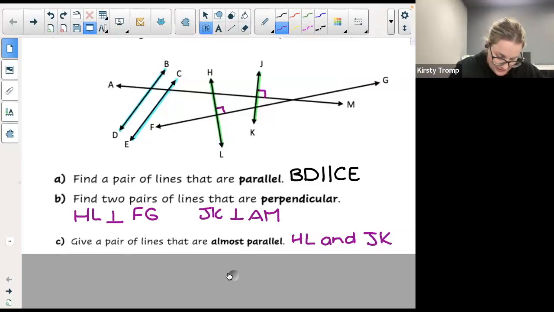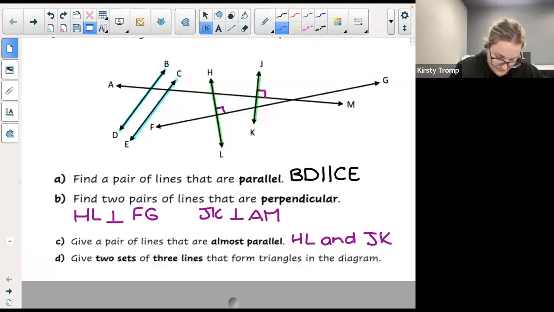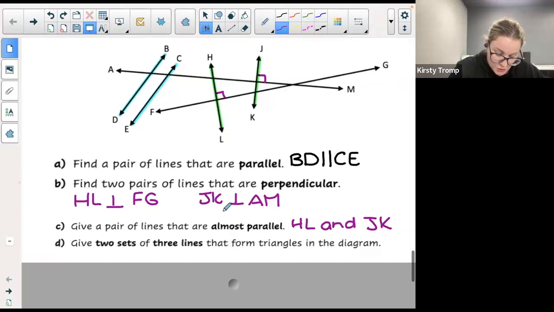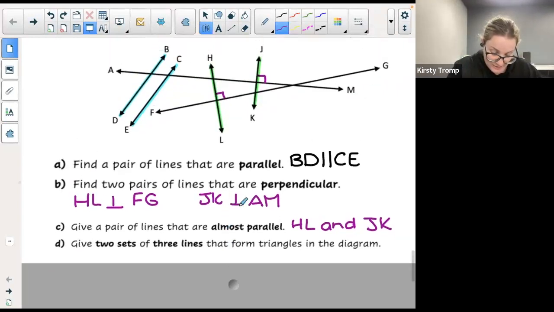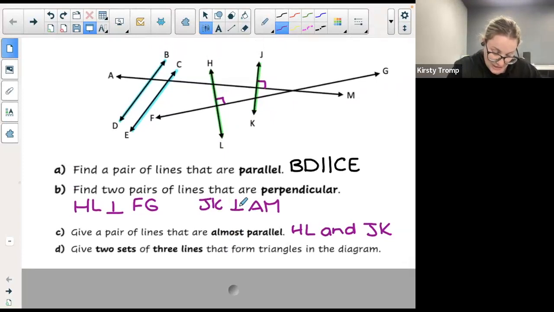All right. Next one. My next one says, give two sets of 3 lines that form triangles in the diagram. Give two sets of 3 lines that form triangles in the diagram.